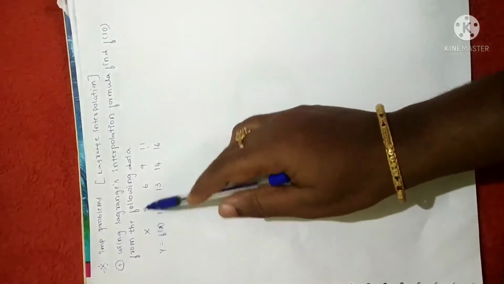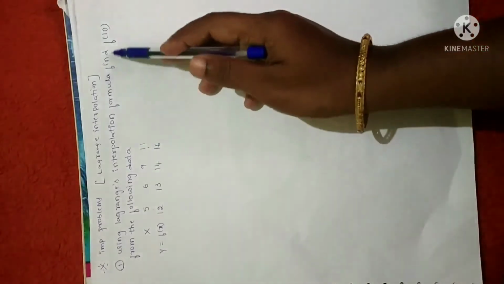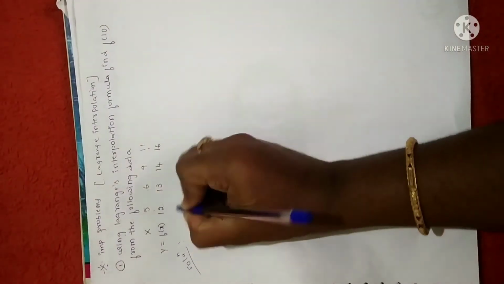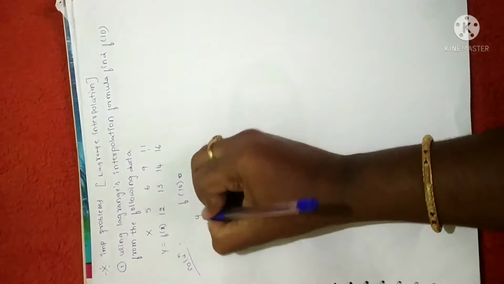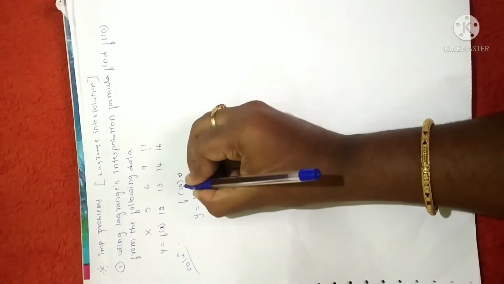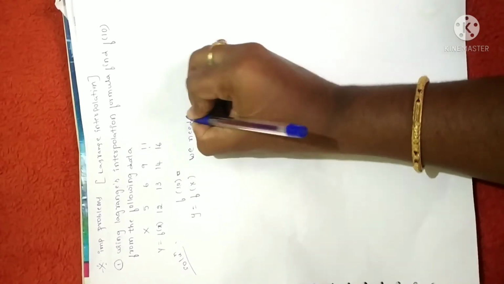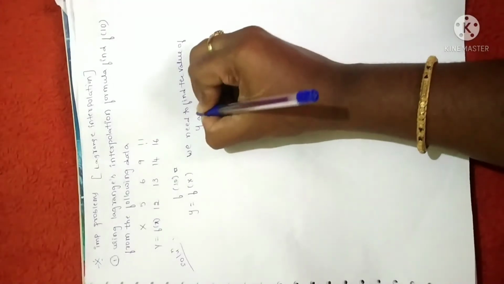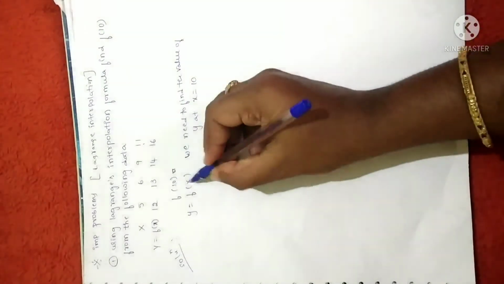Right? So here x values are given. How many points are there? 1, 2, 3, 4. So you have to use the 4-point formula here. Now what we have to find is the value of f of 10. Generally, how do we represent the function y is equal to f of x? In place of x we have 10. So we need to find the value of y at x is equal to 10.